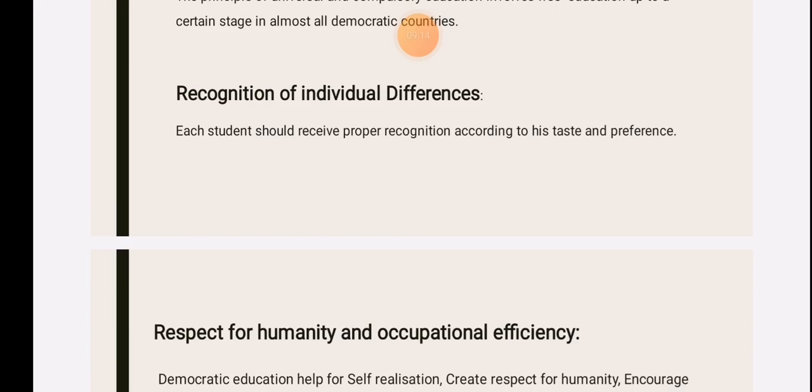Each student should receive proper recognition according to his taste and preference. The capacity of every individual is not the same. Each student has different tastes and abilities, and they come from different backgrounds and environments. So we should give education according to individual ability. We should create programs according to students' ability.